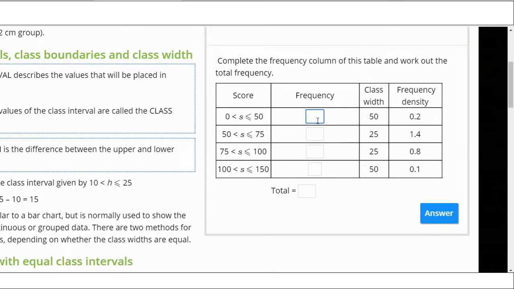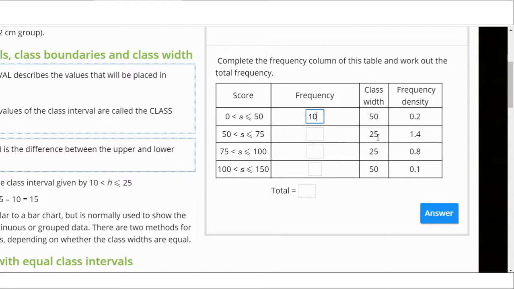Alright, to find the frequency of each class, here the frequency density is already given. So remember again the relation between frequency, class width, and frequency density. To find the frequency density is to divide the frequency by the class width, right? So here the frequency density is already given. So it means you need to multiply the class width with the frequency density to find the frequency. So 50 times 0.2 should be 10.